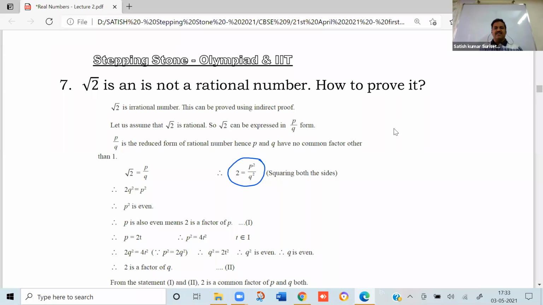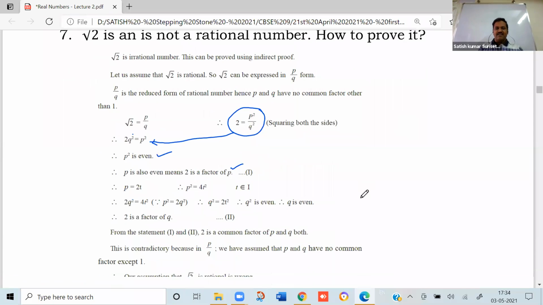After squaring, now cross multiply. When you cross multiply, you get 2q square equal to p square. That means p square equals 2q square. When p square equals 2q square, the right side is a multiple of 2, which means p square is even. When p square is even, then p is also even. Whenever p square is divisible by 2, p is also divisible by 2. That means 2 is a factor of p.